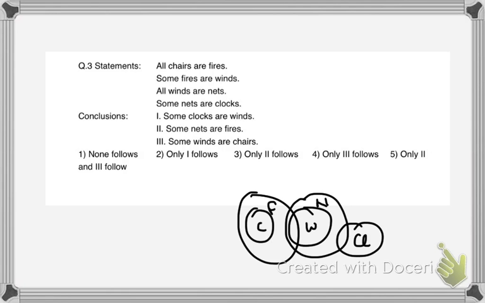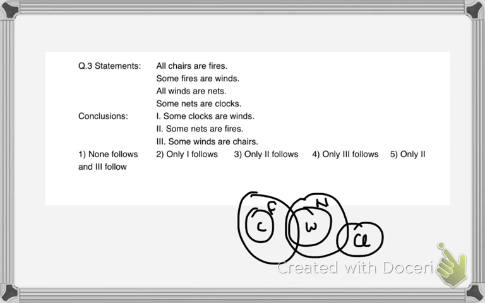Again I check if there is any negative conclusion or not, because all the statements are positive. But that rule is not useful in this situation also, so I switch on to my diagram. So first conclusion says that some clocks are winds. Now some clocks are winds. This is not true in my given diagram.